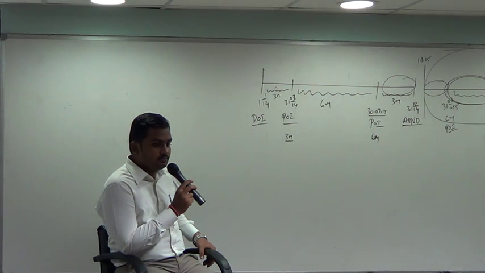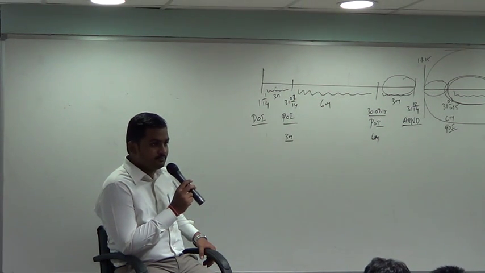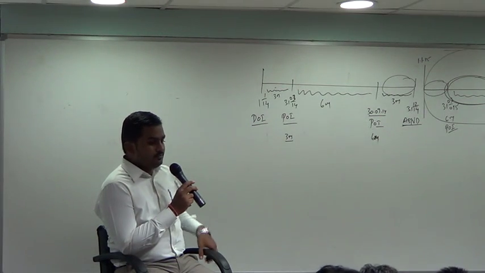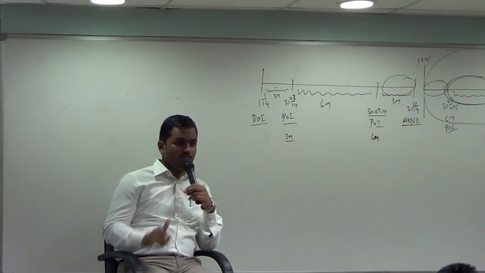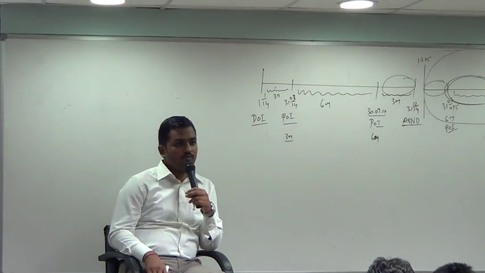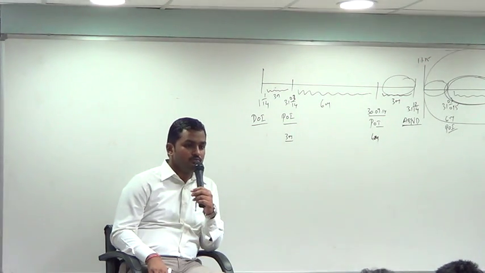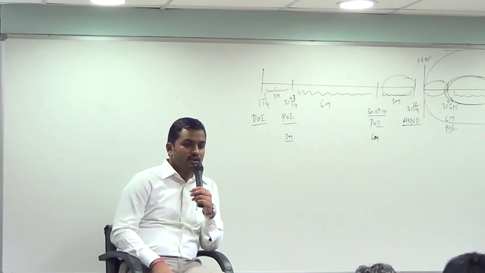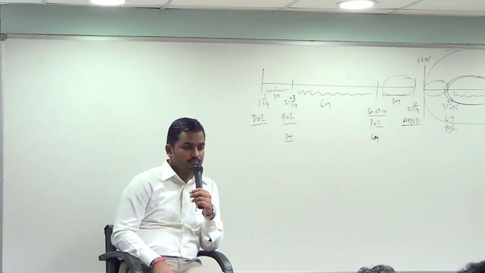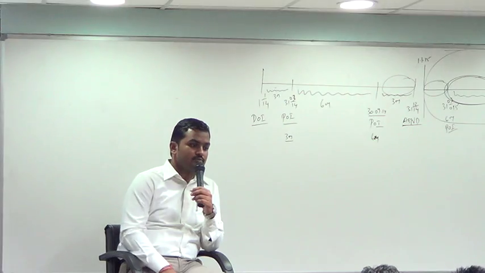When debenture interest is charged to P&L account, what is the entry you will pass? P&L account debit with regard to debenture interest. How much? 1,20,000.